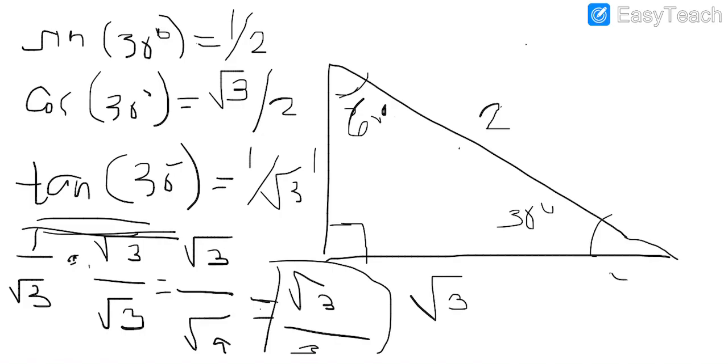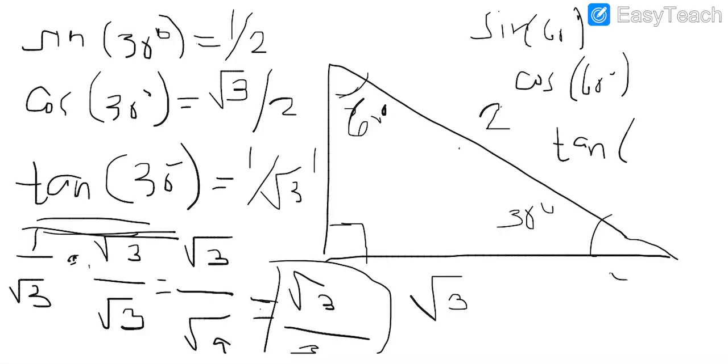Now let's get the sine of 60 degrees, the cosine of 60 degrees, and the tangent of 60 degrees. Okay? Sine of 60 degrees. So, from our 60 degrees.